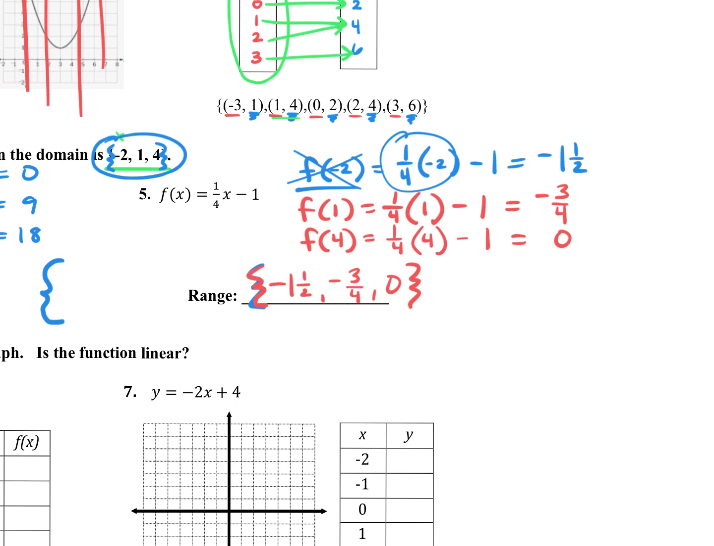Are we allowed to put it in decimals for the range? You can put it in decimals. Any questions on those? The brackets? Yeah, put the brackets in.